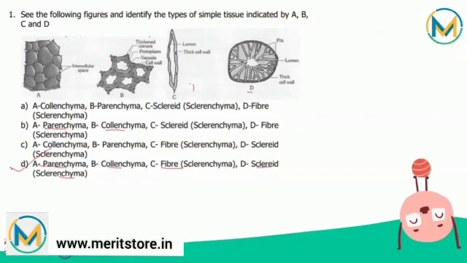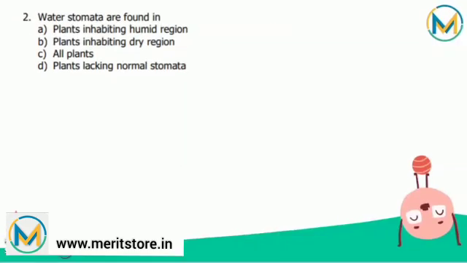Moving towards the next question. Water stomata are found in... Hydathodes are a type of secretory tissue in the leaves of angiosperms that secretes water through pores in the epidermis or margin of leaves. They are modified stomata and involved in guttation. Hydathodes are connected to the plant vascular system by vascular bundles. They are generally found in plants inhabiting humid regions, and thus the correct answer for this question is option A.